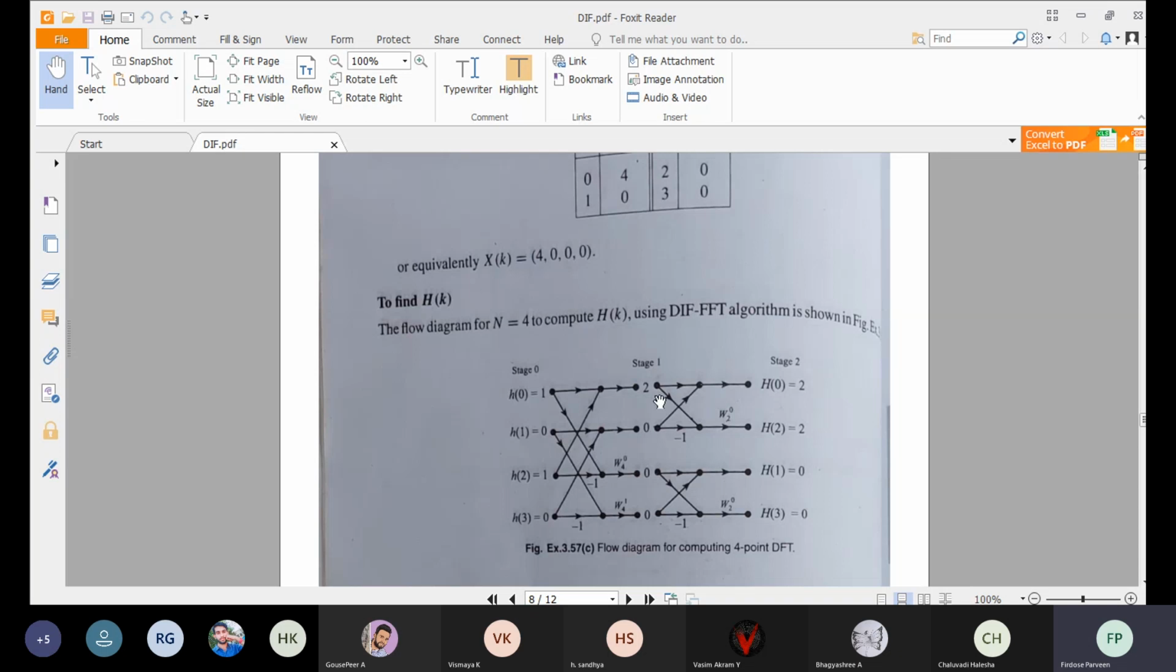Okay. So now next stage is 2 point. So 2 point, I'll take 2 lines. Okay. When it is 4 points, we will take 4 parallel lines. When it is 2 point, we will take 2 parallel lines. Okay. When it is 8 point, we will take 8 parallel lines. So in 4 point, we will get 2 twiddle factors. In 2 point, we will get 1 twiddle factor. And in 8 point, we will get 4 twiddle factors. That is W8 to the power of 0, W8 to the power of 1, W8 to the power of 2, and W8 to the power of 3.